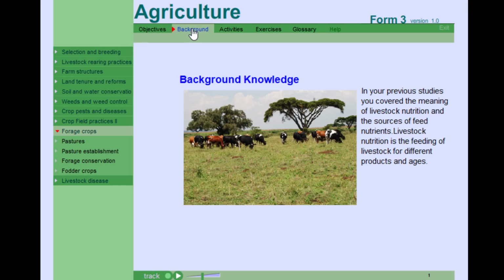Background knowledge. In your previous studies, you covered the meaning of livestock nutrition and the sources of feed nutrients. Livestock nutrition is the feeding of livestock for different products and ages.